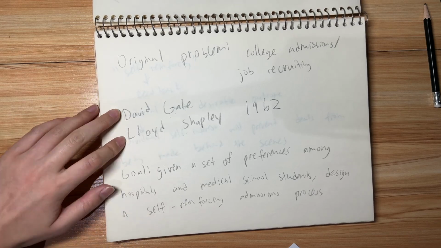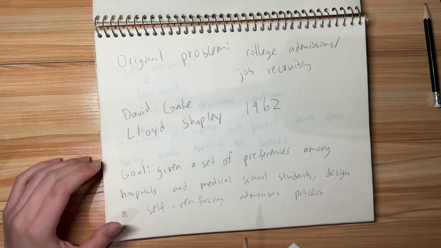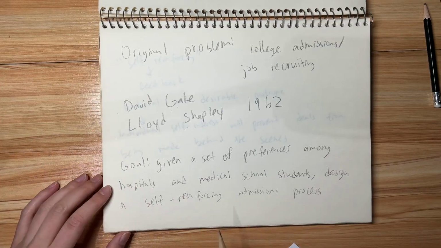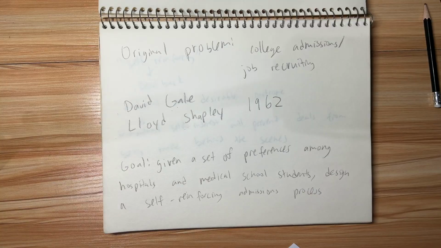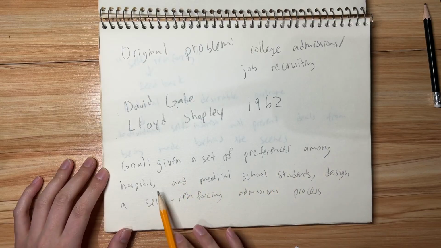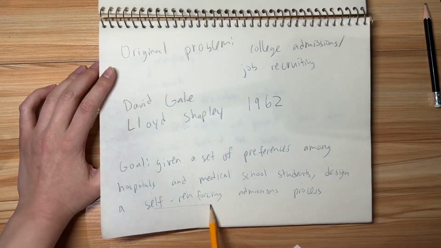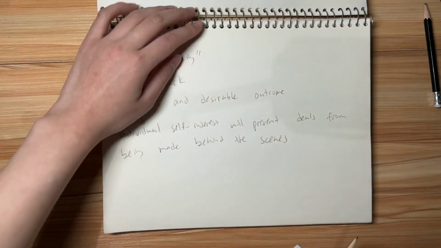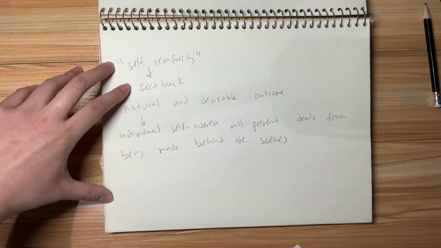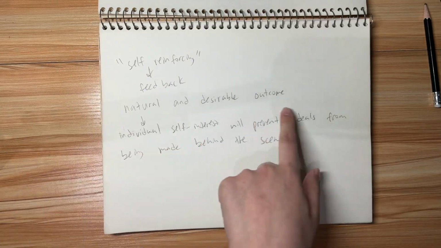So even though these two devised an algorithm, this problem was actually already existent before they came along. For about a decade earlier, there was already the med school resident issue, where they were also trying to figure out how to assign med students to residencies and hospitals and whatnot. So in any case, the goal is, given a set of preferences among hospitals and medical school students, to design a self-reinforcing admissions process. And self-reinforcing just means there is feedback provided within the system itself, and it'll give a natural and desirable outcome.